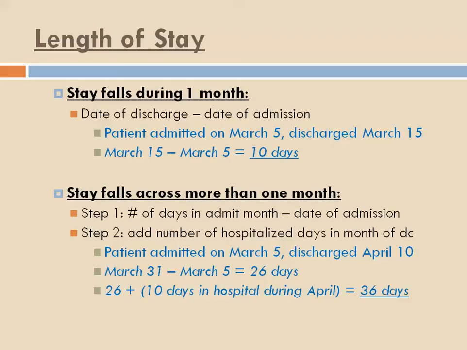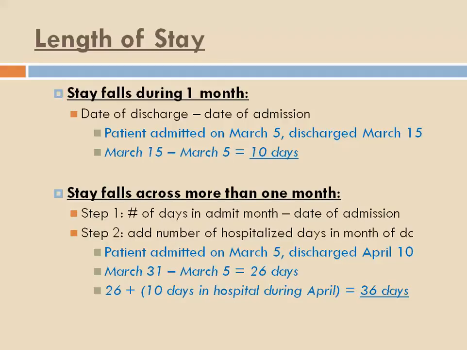Now, to me, this can get a little bit confusing because I've focused on not counting that day of discharge as a part of the length of stay. And if you're just simply counting it out, that's right. When you're doing the stays that fall during 1 month, when you do the 15th minus the 5th, that calculation automatically disregards that day of discharge.